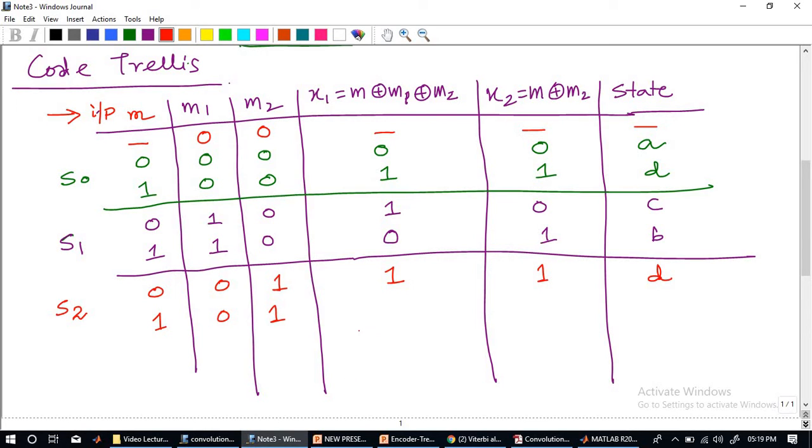Similarly, is there any doubt? Is there any doubt till this point? Okay. Now 1, 0, 1, can you tell me the state and the corresponding output? 1 plus 0 plus 1. x1 will be 0, 0. What is 0, 0? A.